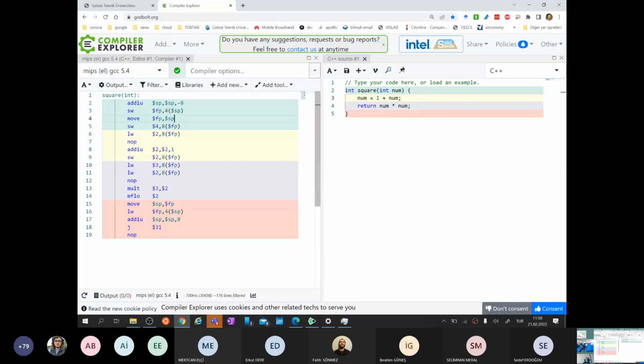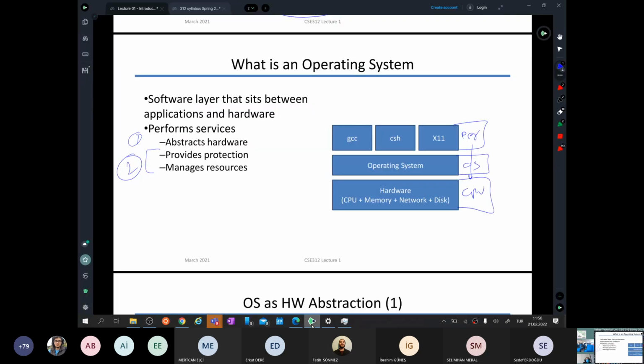Okay, so let's go back and talk about the second part, which is this part: providing protection and managing the resources. That is the second thing the operating system does. Can anybody tell me what this providing protection is? Do you have any ideas? What are we protecting?